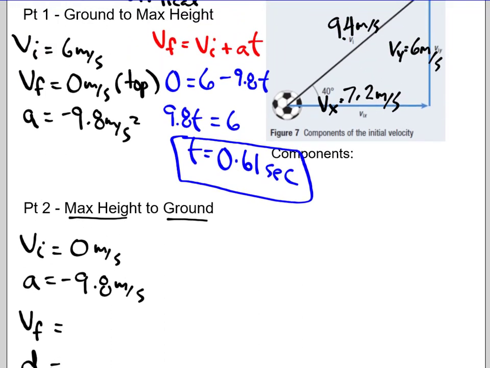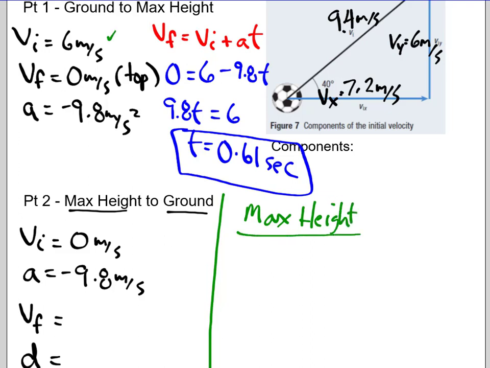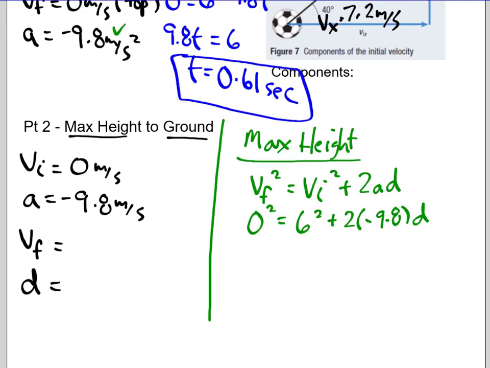Okay, so now if I jump back up to ground to max height, our next piece we could calculate within there would be to find the max height. So let's just cut this off. It's getting a little messy, my apologies. So to find the max height, we know we have an initial velocity of 6, a final of 0, and an acceleration. So we could use, I believe it's number 4. And then we could substitute in our values. And this will allow me to solve for the max height. If you want to use an h instead of a d, you're welcome to do that.